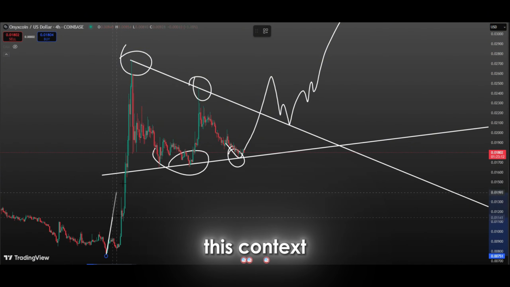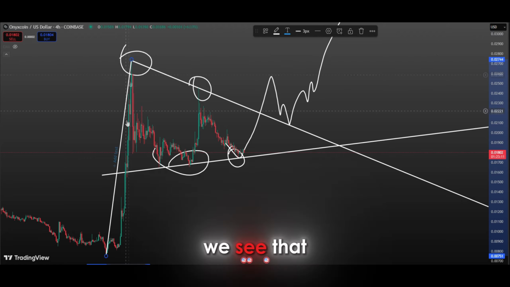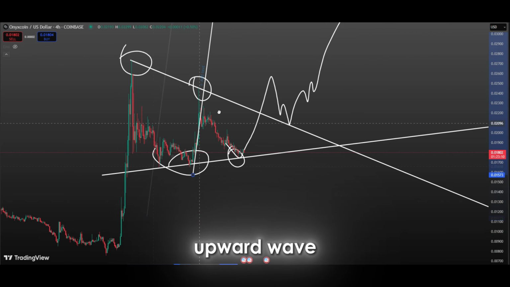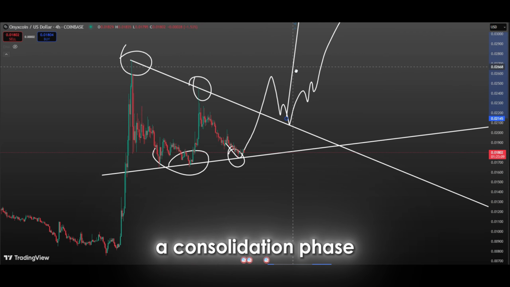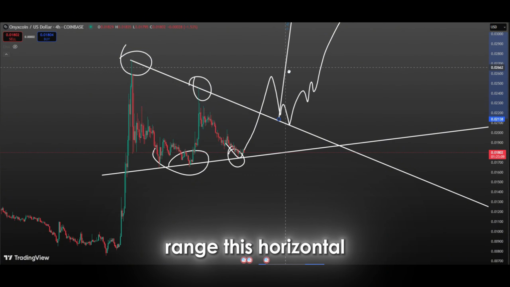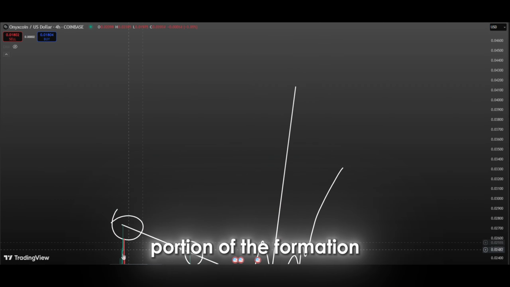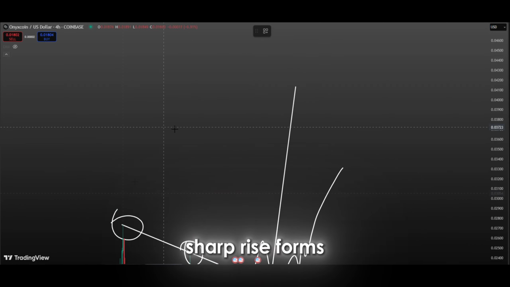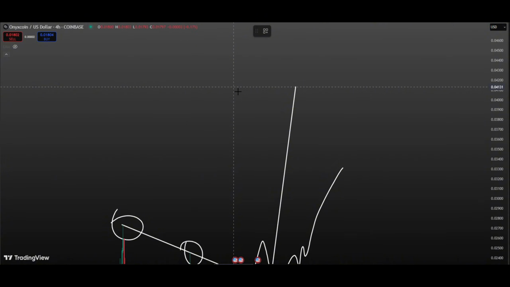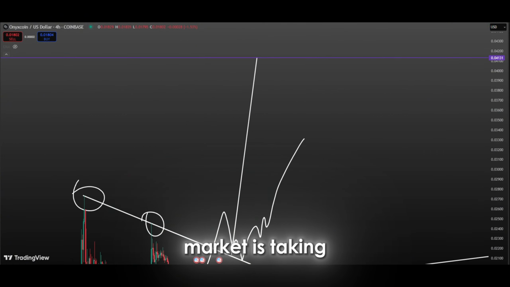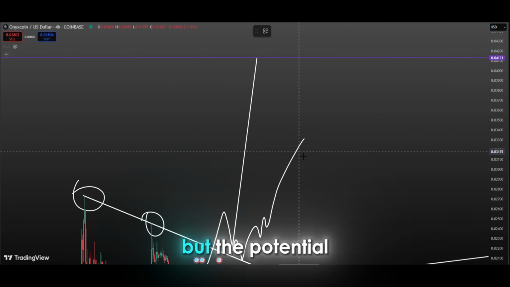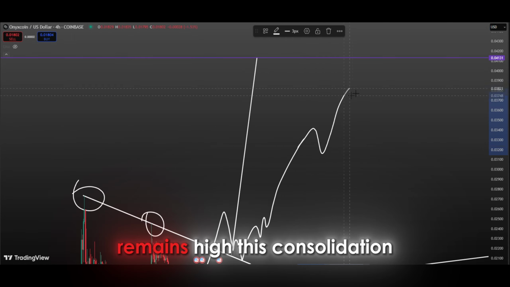In this context, looking at the current price action, we see that after a steep upward wave, the price entered a consolidation phase within a defined range. This horizontal or slightly downward sloping compression zone represents the flag portion of the formation, while the preceding sharp rise forms the flagpole. Flag patterns suggest that the market is taking a short breather, but the potential for the trend to resume strongly remains high.